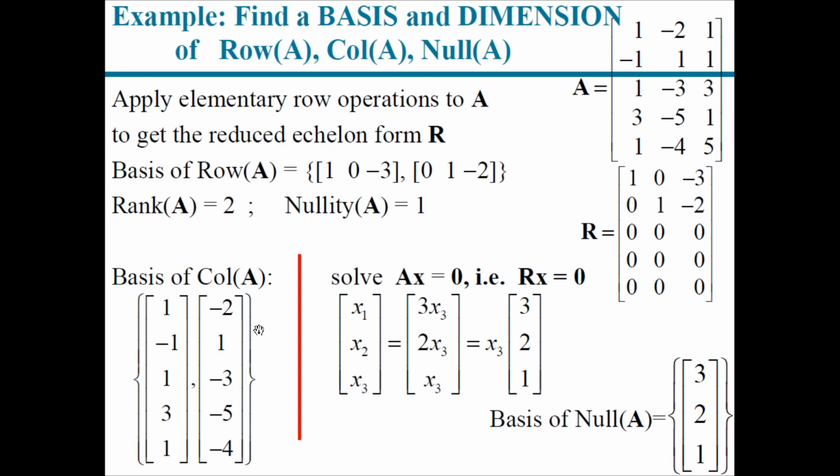That's the basis for column space of A. Finished. Very easy. So to find basis for row space of A and column space of A, it's very quick if you have echelon form or reduced echelon form. For row space, it's easy. You take non-zero rows of the echelon form or reduced echelon form.